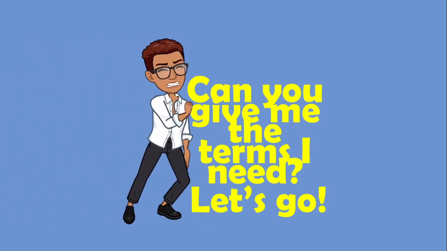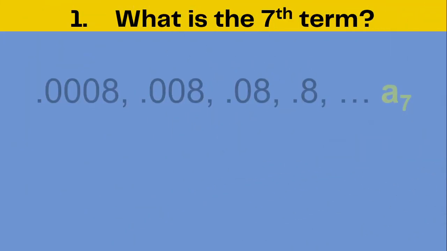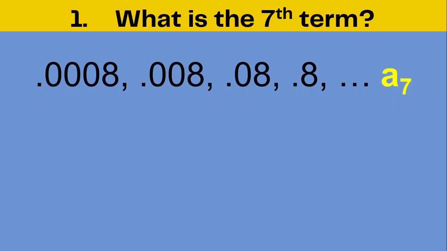Now, let's try to answer the following examples. Let's go! Number 1. Find the seventh term of the sequence 0.0008, 0.008, 0.08, 0.8, and so on.